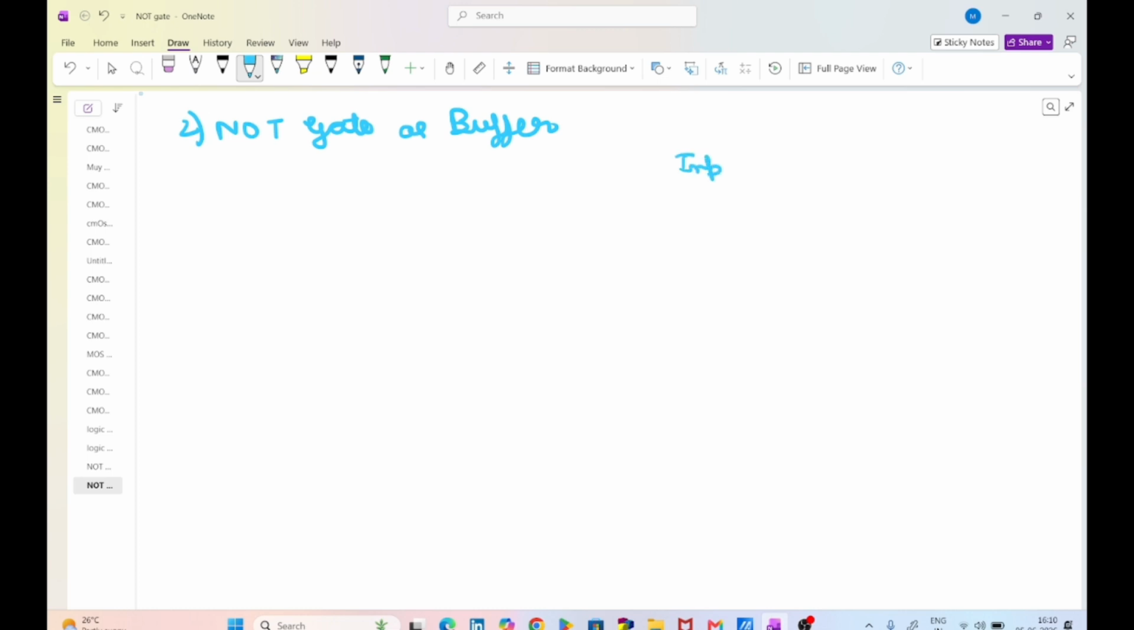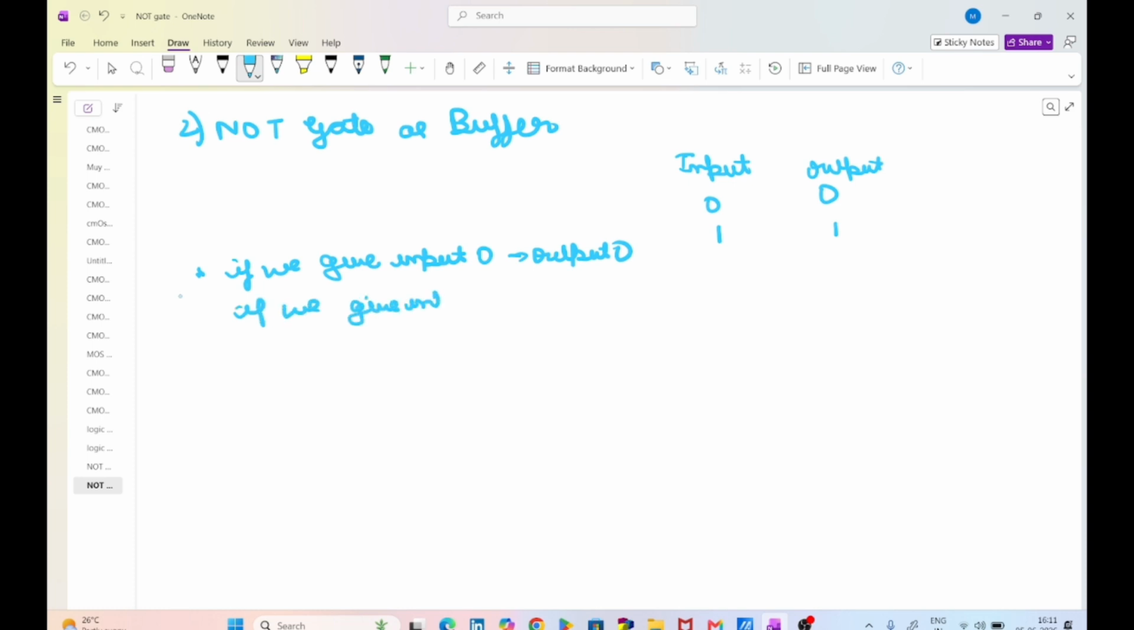When we give the input 0, the output will be 0. When we give the input 1, the output will be 1. Let us write it in statement form: if we give input 0, output will be 0; if we give input 1, output will be 1. That is the meaning of buffer.